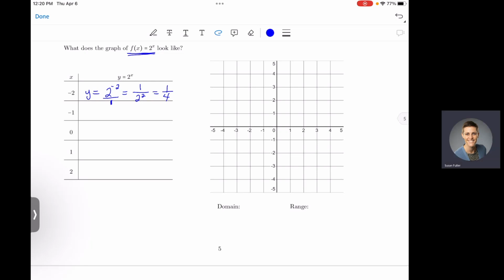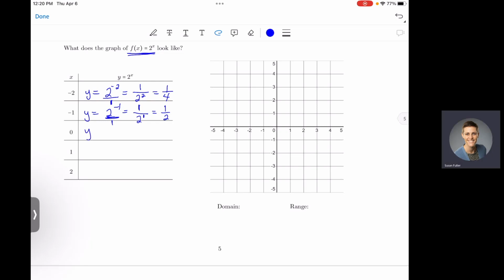All right. How about if x is -1? Then our y value is going to be 2 to the -1 power. Again, a negative exponent says you can't stay here, you have to move. 2 to the -1 has to move downstairs since it's upstairs already. When it moves downstairs, the exponent stays positive and it leaves behind a 1. And so 2 to the -1 is 1 over 2 to the +1 power, which is 1/2.